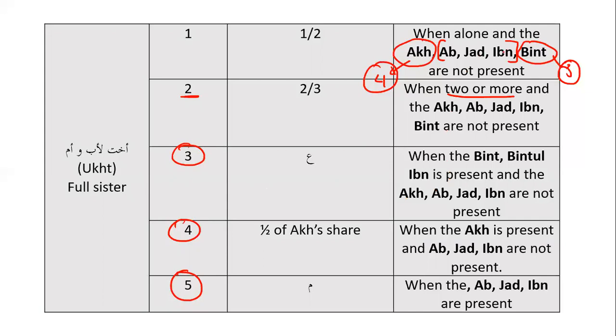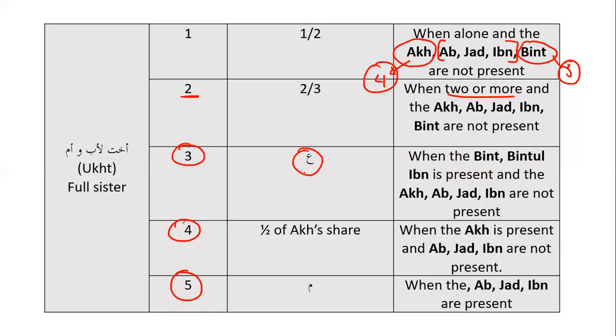When the bint or bintul ibn, so like we mentioned over here, when the bint is present, it falls under condition number 3. And over here, bint also includes bintul ibn, so on and so forth. But in order to keep the condition concise, we've left out bintul ibn, but we've included it in condition number 3 over here just for the sake of clarity. And so when the bintul ibn is present, so when the female offspring is present and the akh, abjad ibn are not present, then the ukht li abin wa ummin becomes asaba.